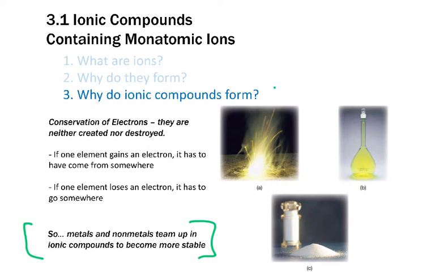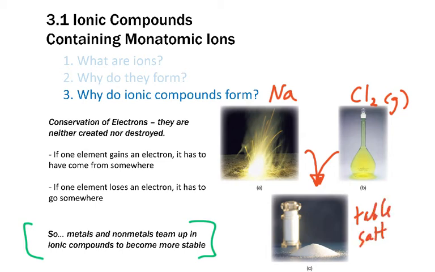In the picture here is sodium metal, highly flammable, and chlorine gas, which is actually Cl2, highly toxic, and put them together and you get table salt. So the answer to the question is they form to lower energy and increase stability.